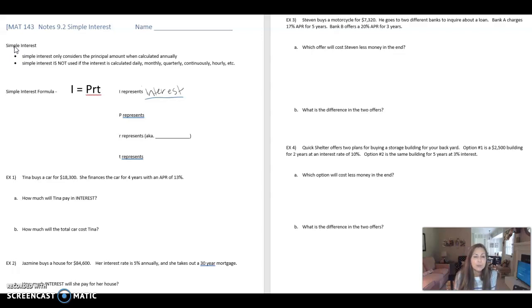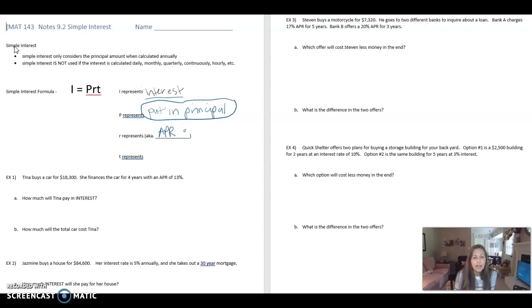Okay, P represents the principal. This is the amount that you put in. P stands for principal, and P is what you put in. This is your starting amount, okay? This is the amount that you invested. This is the amount that you took the loan out for. This is how much the initial deal was, okay? And R is the rate, also known as an APR.